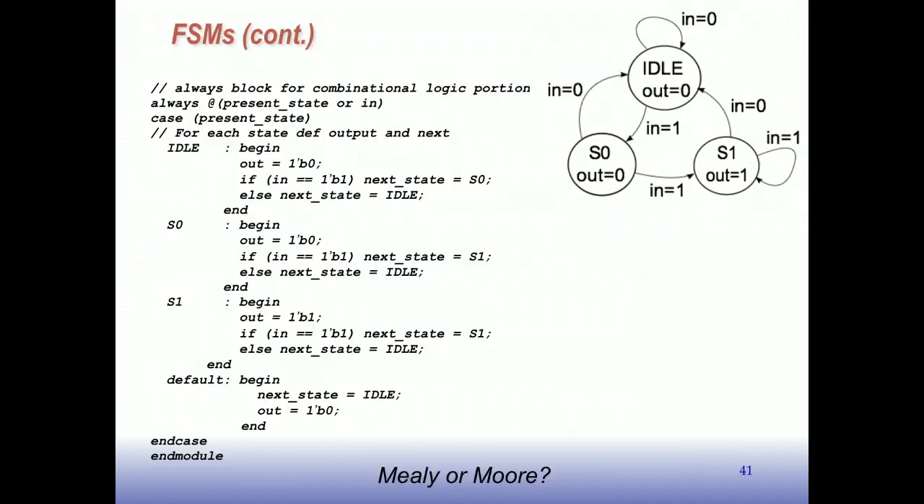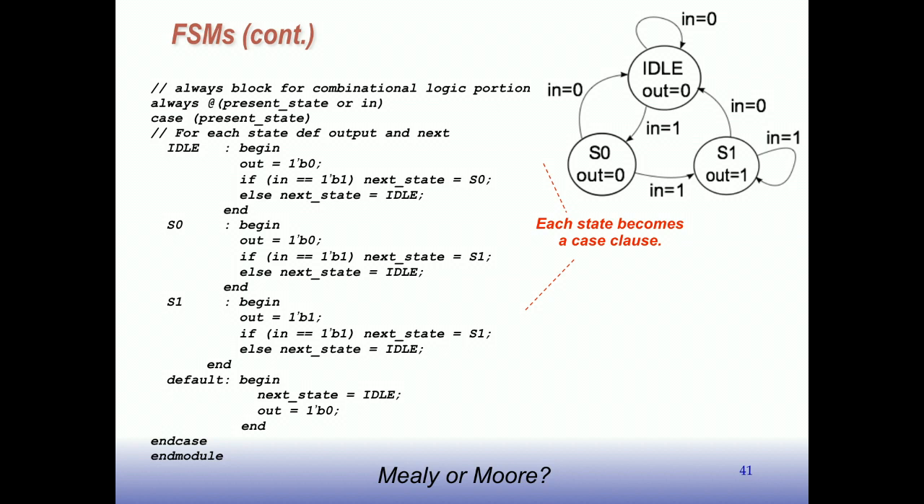Right. And then here's the fun part. We use an always block for the combinational logic part of the circuitry. So it says always at present state or in. So this block is sensitive to present state or in. If present state changes, or if the input changes, then this will do its thing. So case on present state. And what we do here, we have a section of the case statement for each state.